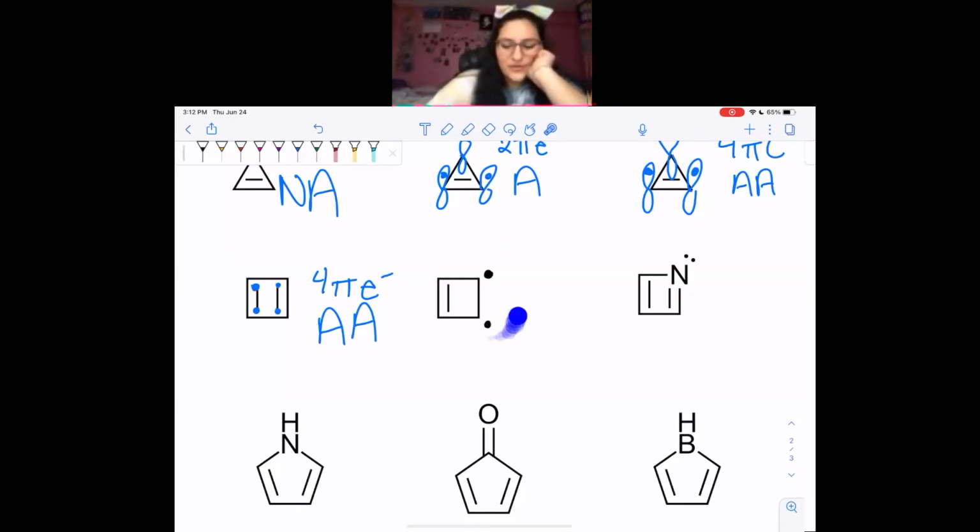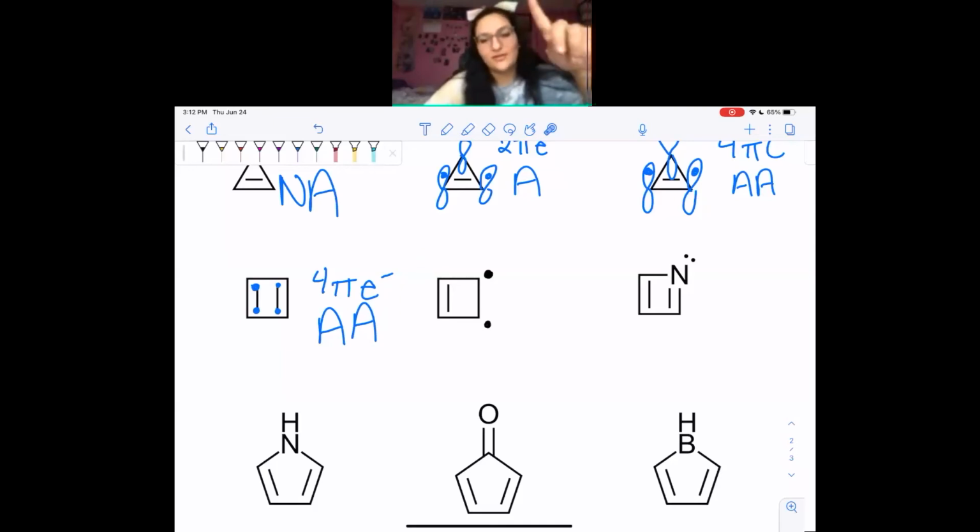So, for this one, I said something about radicals. So what was the rule I said about radicals? Yes. So I said if there's an odd number, it's automatically not aromatic. But in this one, we have an even number, so if you see a radical, you don't automatically say not aromatic. In this case, there's 2, so we unfortunately have to go through it.